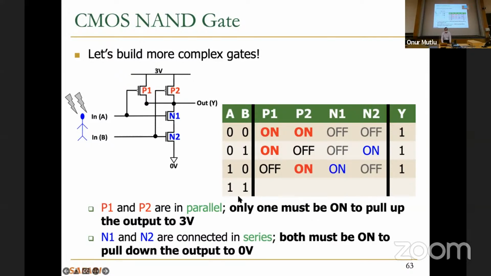Now, the interesting thing is when both are 1. A is 1, this gets disabled, this gets enabled. B is 1, this gets disabled, so we know now that output doesn't get connected to 3 volts, and this gets enabled, so output gets connected to 0 volts. But that's the only case where you get 0 at the end.